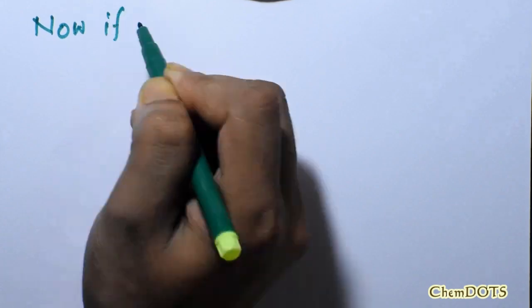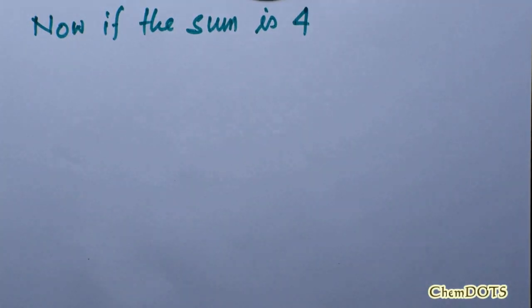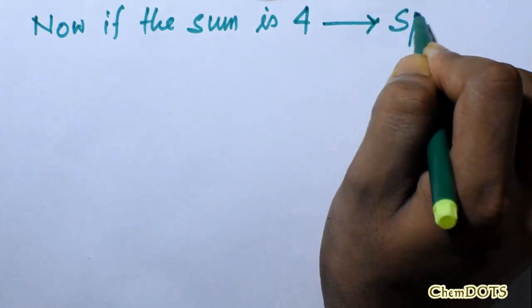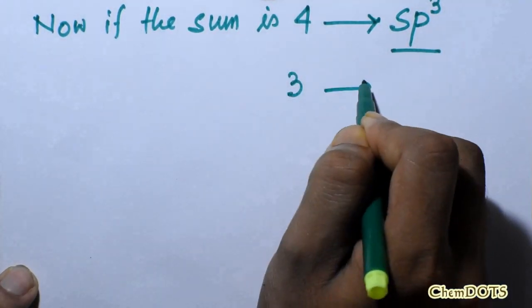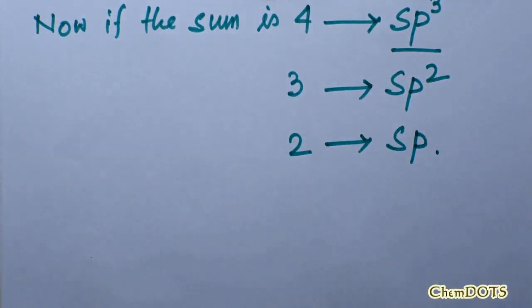Now let's see some of the examples. In case of a molecule, let's say the sum is 4. That means the hybrid orbital number is 4. What does it mean? It means that the hybridization is sp3. If the sum is 3, the hybridization is sp2, and if the sum is 2, the hybridization is sp.